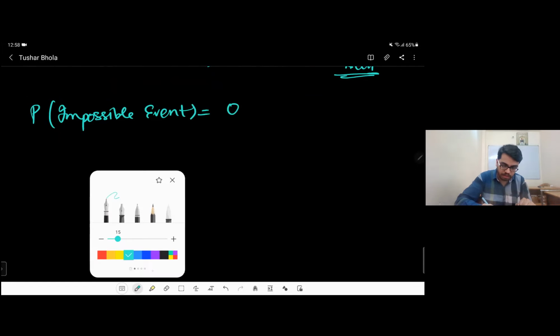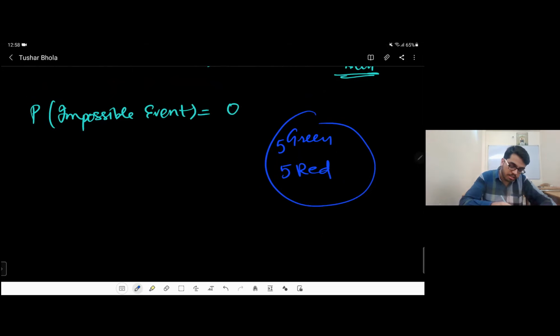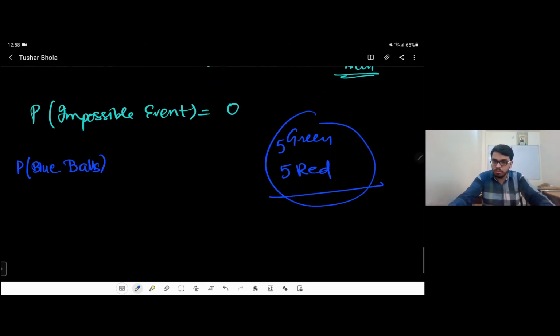For example, I have a very good example for this. You can imagine there is a bag, right? In this there are green balls, suppose 5 green balls and 5 red balls. Now I am asking to find the probability of blue balls. Now you can clearly see that in this bag there are only green and red balls. There are no blue balls. Then how can you find the probability of that? Means there are 0 blue balls. Hence the probability will be 0, because this is an impossible event. Why? Because blue balls are not there in the bag. Only green and red balls are there.